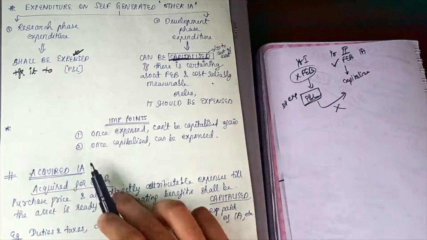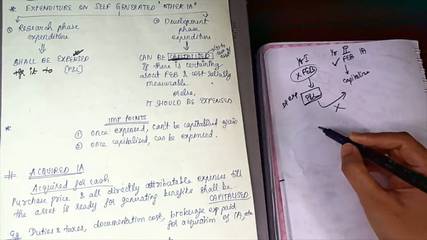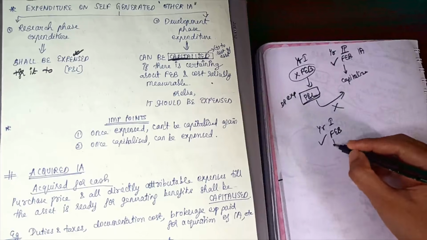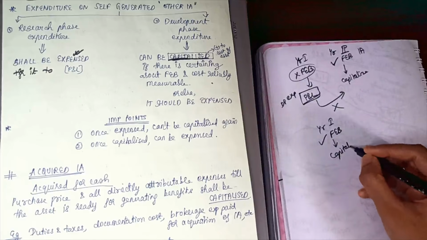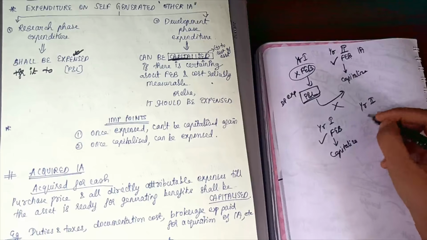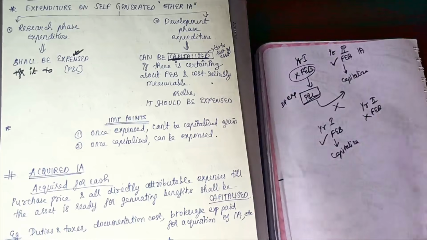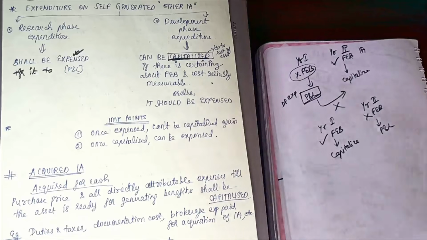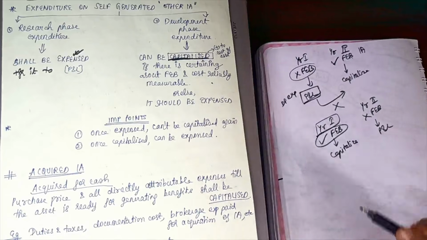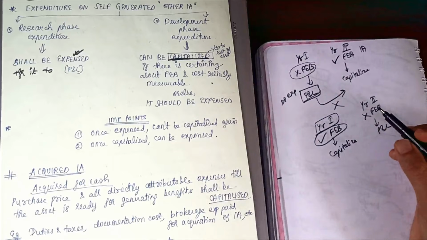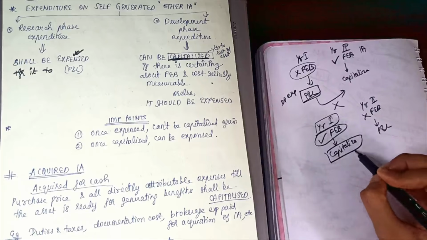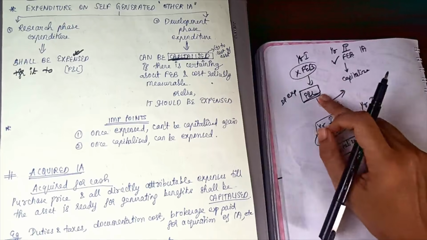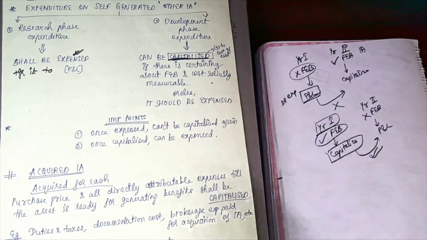The second point says once capitalized, it can be expensed. Meaning in year 1, you think that you will have future economic benefits, so you capitalize such expense. In year 2, you get very sure that in future you will not get future economic benefits, so you put this expense in the P&L account. So here the question is, in year 1, you have estimated it wrongly that in future you will get future economic benefits, right? So whatever you have capitalized, can you now transfer it to P&L? The answer is yes, you can transfer it to P&L. Once expensed it cannot be capitalized, but once capitalized it can be expensed again.